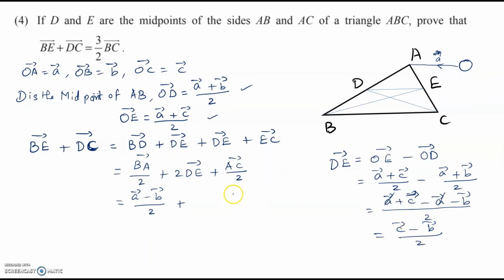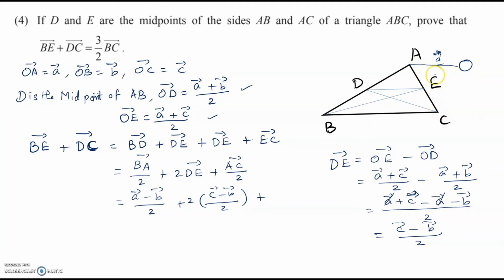Alright, so we're going to substitute this here. So we're going to call this as 2 times C vector minus B vector divided by 2 plus, and our AC vector is nothing but vector C minus vector A.